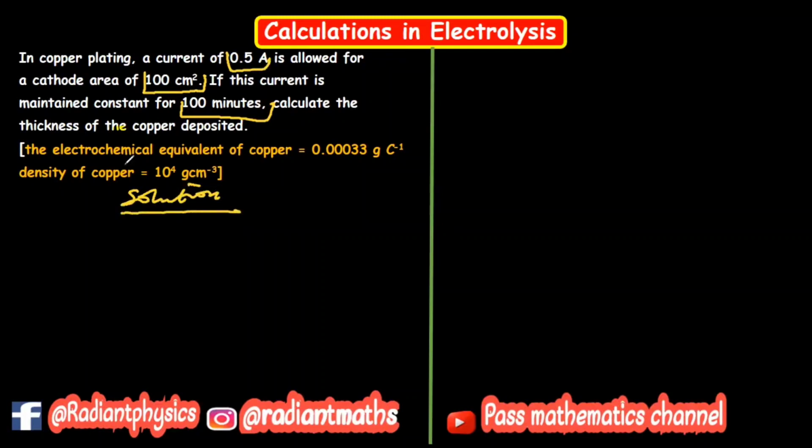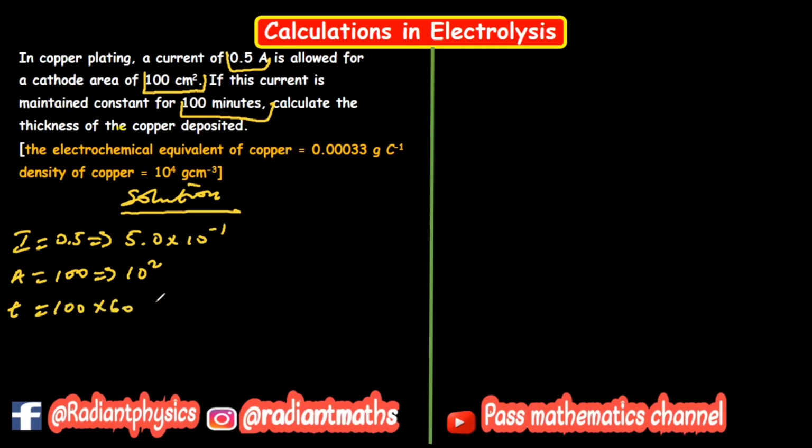So we have 0.5, which is the current. I would like to write this in standard form for easy calculation. Then we have the area of the cathode, A equal to 100, which in standard form is 10 raised to the power of 2. If this current is maintained for 100 minutes, the time t is 100 minutes, and we need to change this to seconds, so we multiply by 60. So we have 6,000, which in standard form is 6.0 times 10 to the power of 3.